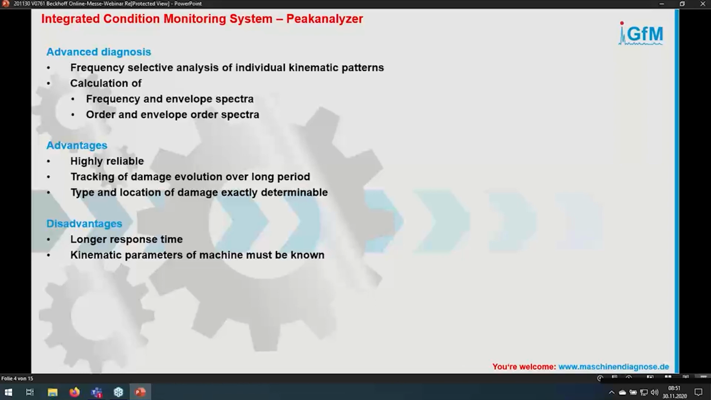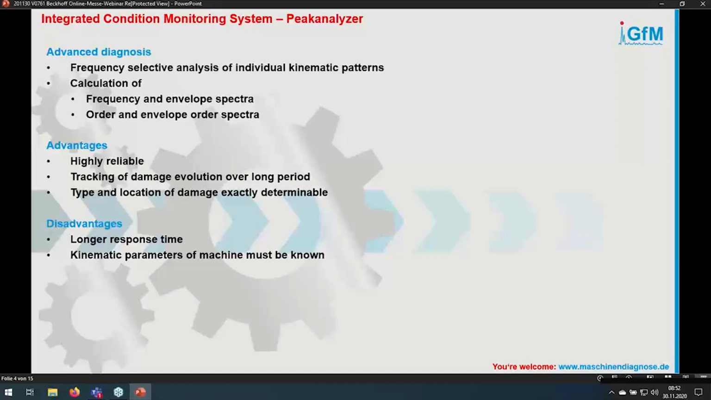So the main advantage is that it's highly reliable, because it's a deterministic pattern of the specific drive elements that are in the machine, and you are able to track the damage evolution of these specific drive elements. So if a bearing has a defect, you can track that over a very long period and can schedule your maintenance cycle accordingly.